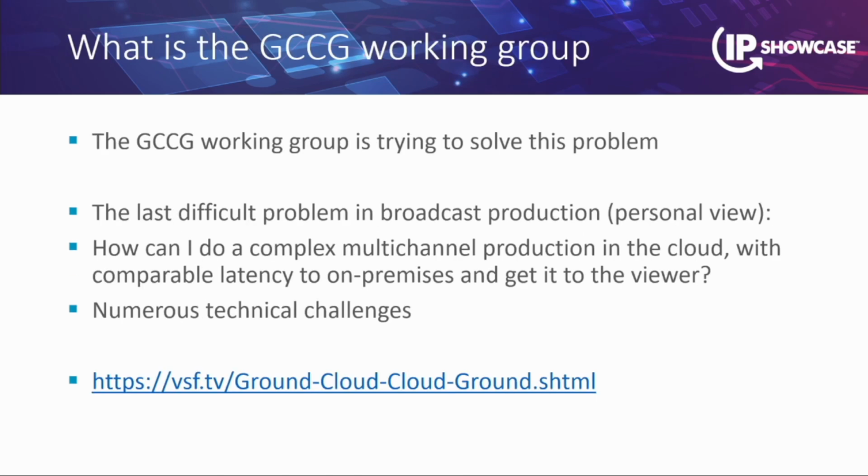So what is the Ground Cloud Working Group? We're trying to solve this problem. Personally, I think the last difficult problem in broadcast production, we've done production over IP now. But really, how do I do a complex multi-channel production in the cloud with comparable latency to on-premise? So not 1 minute of latency like all these web platforms do. Something comparable. It won't be the same, obviously. We've disaggregated our processing delays. They're a little bit more, but they're not vastly more, shall we say. And get it to a viewer who's probably watching on a traditional linear lockstep chain, and make all that work. Numerous technical challenges John will go through, and that's the link to the working group page.